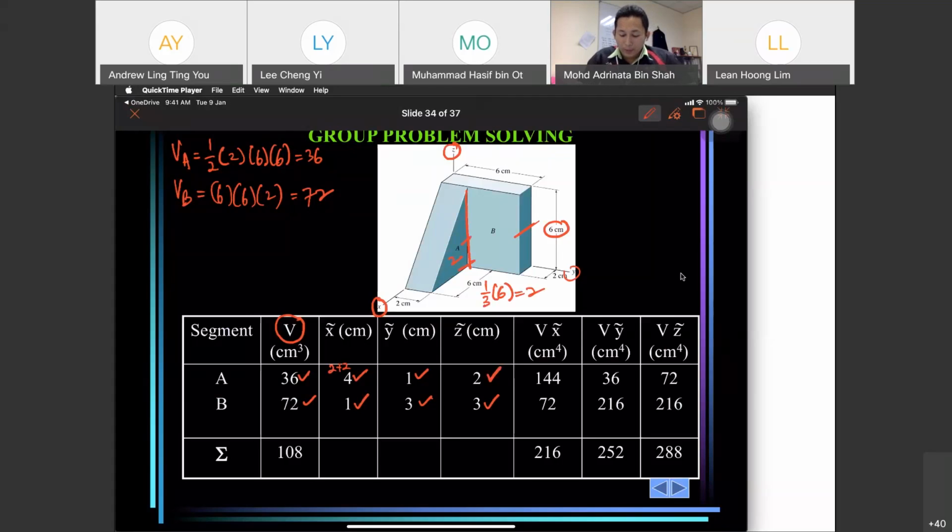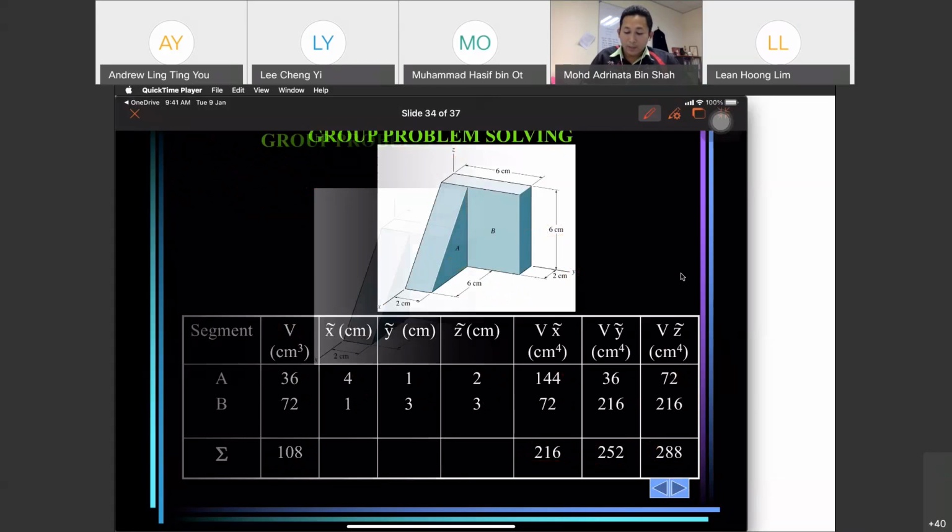So we calculate V times X: 36 times 4, and 72 times 1. And then 36 times 1 for Y bar, 72 times 3. And also for the Z bar. And this is the summation of Vz bar, Vy bar, and Vx bar, divided by V.